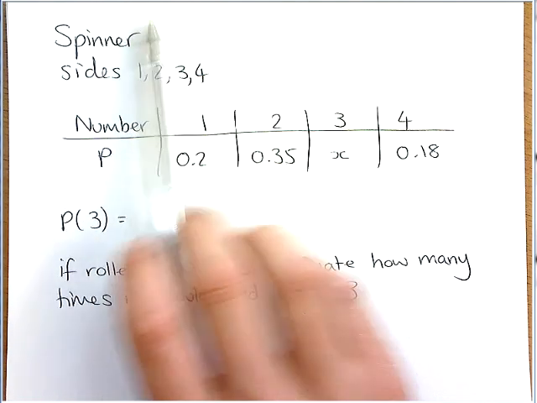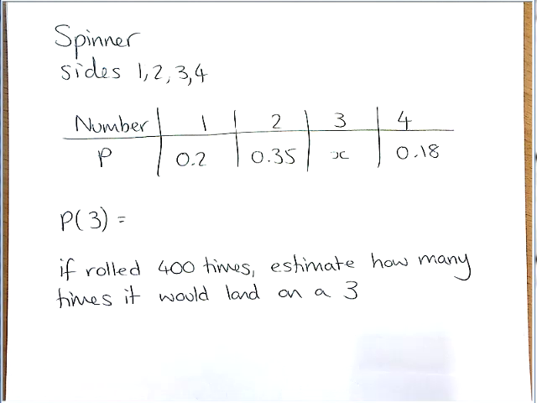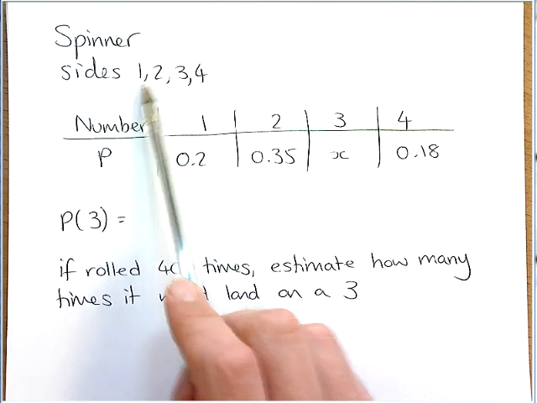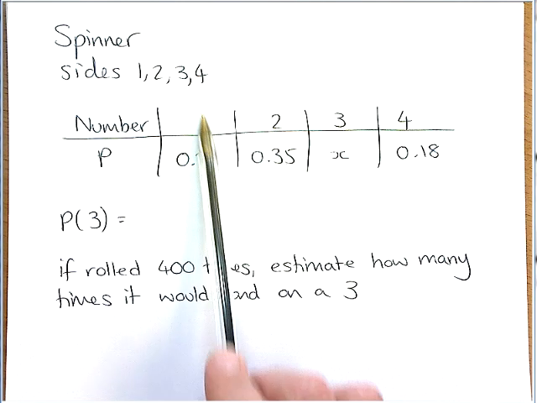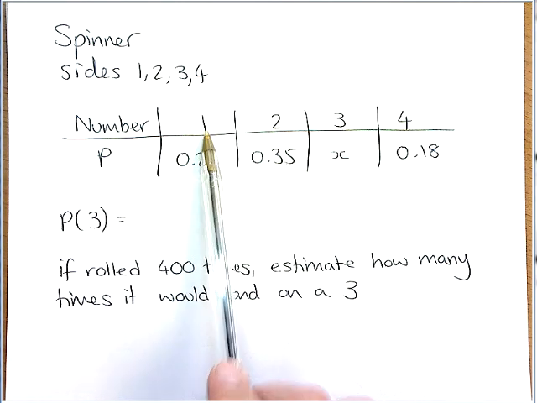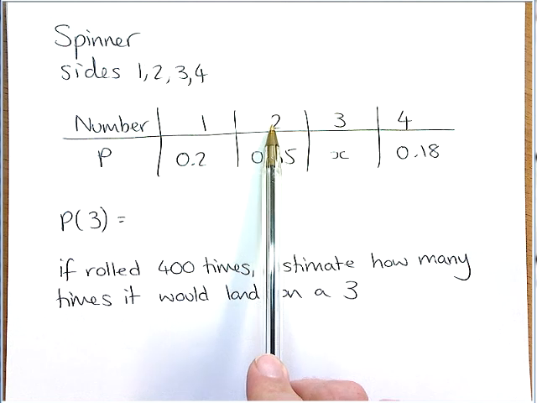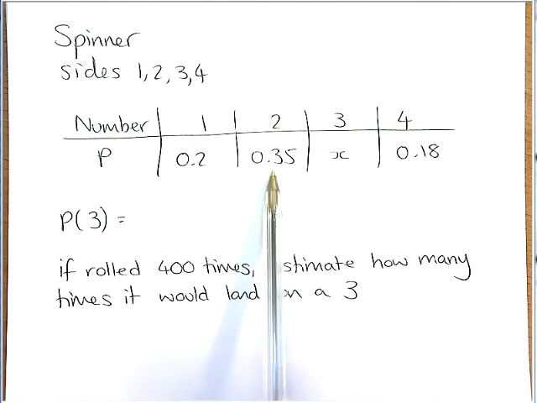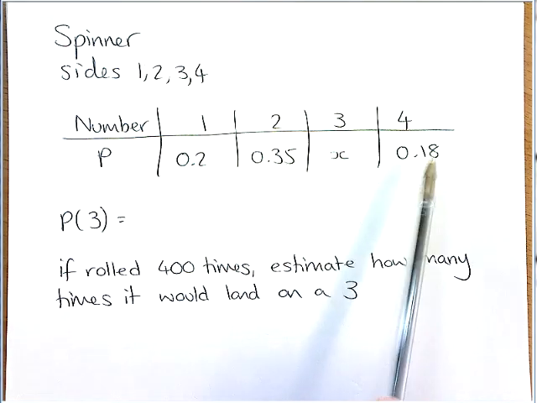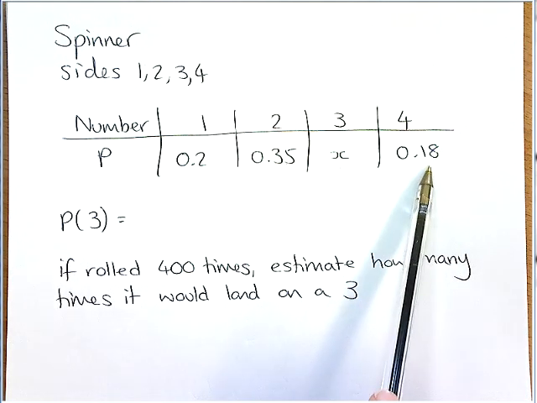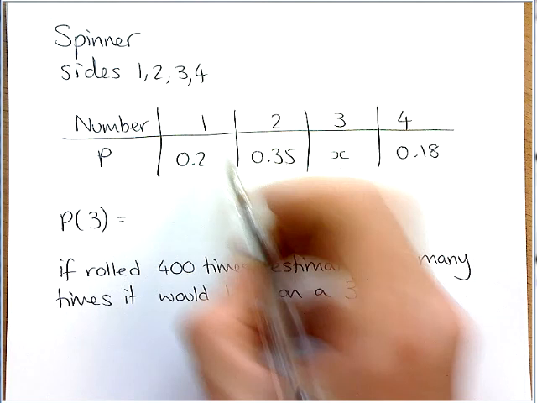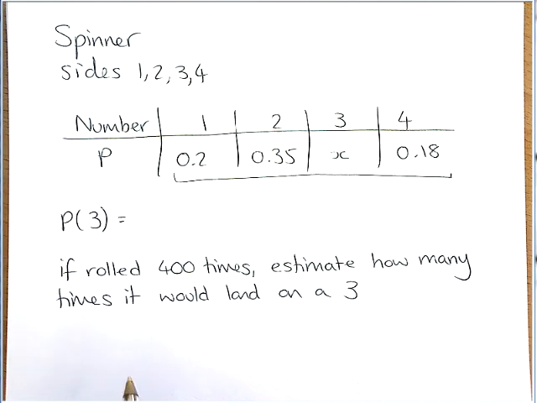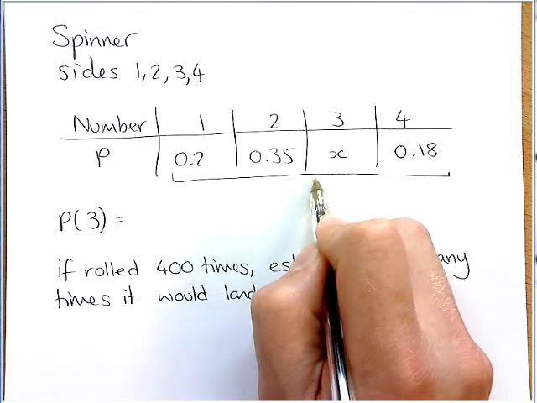So basically there's a spinner and it's being spun and it has the sides 1, 2, 3 and 4. An experiment has taken place and we found out that the probability of landing on a 1 is 0.2, the probability of landing on a 2 is 0.35, we don't know the probability of 3, but we do know the probability of 4. And they're asking us, what is the probability of 3? So they're basically testing your ability to know all probabilities must add up to 1.